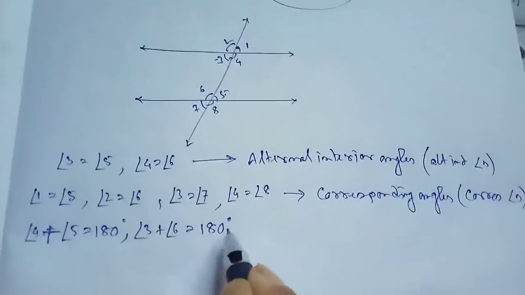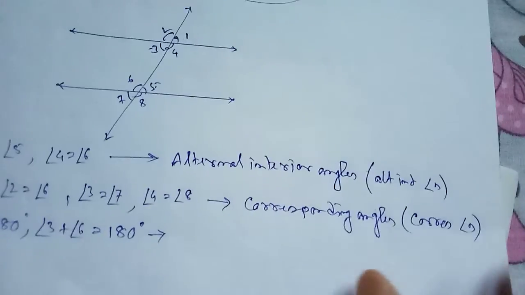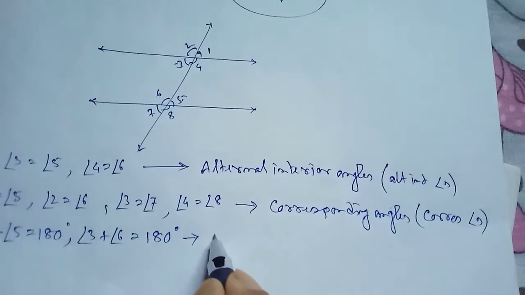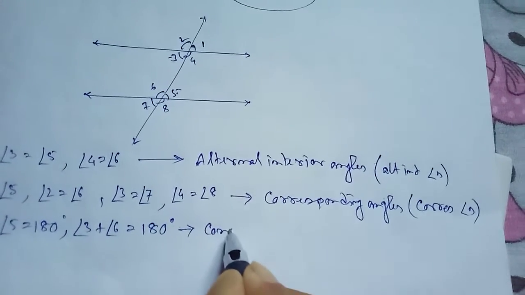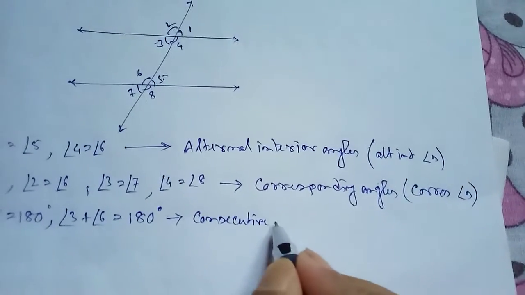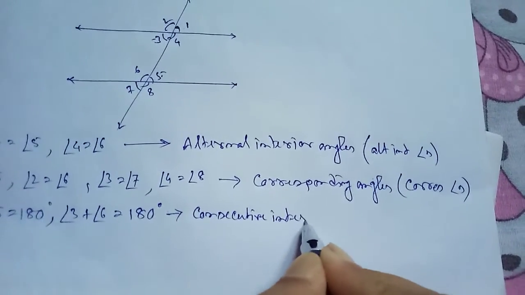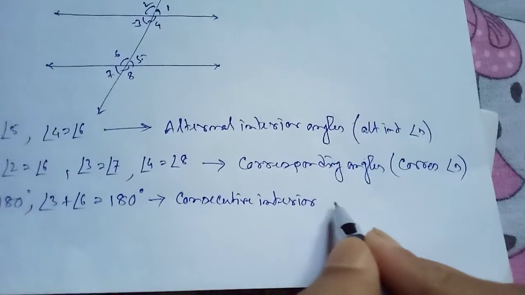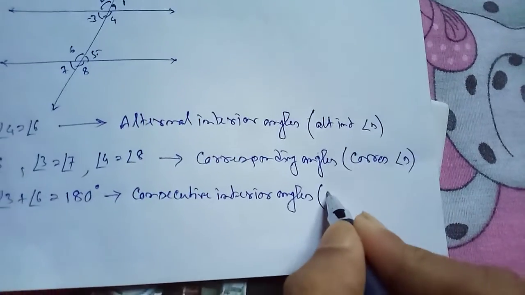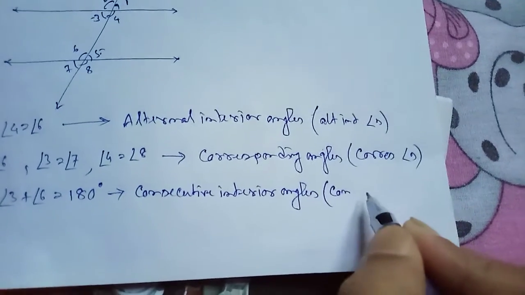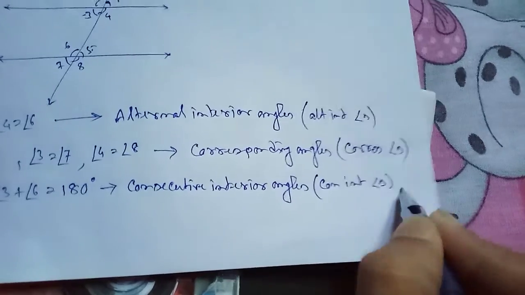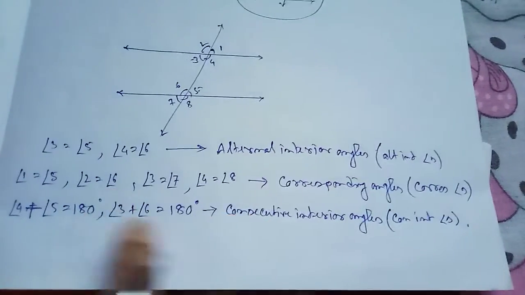And this type of angles are called consecutive interior angles, shortly we write CONINT angles. So we got these three new relations.